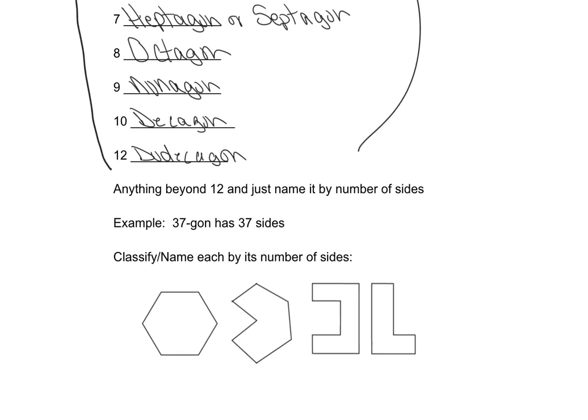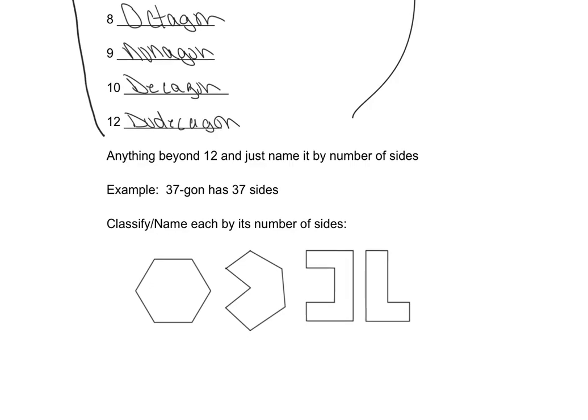So if it asks to classify or name, those are the ones you need to remember. Okay, and then anything, this little note here, anything beyond 12 sides, I do not require you to remember the name of them. We just name it by its number of sides. So a 37agon has 37 sides. If it was a 26 gon, it would have 26 sides.